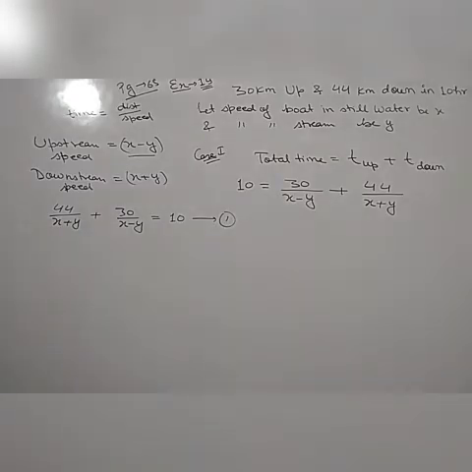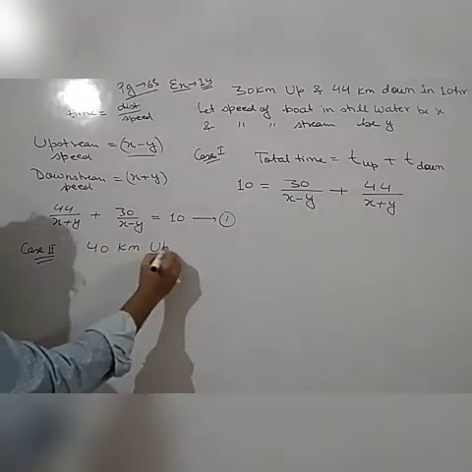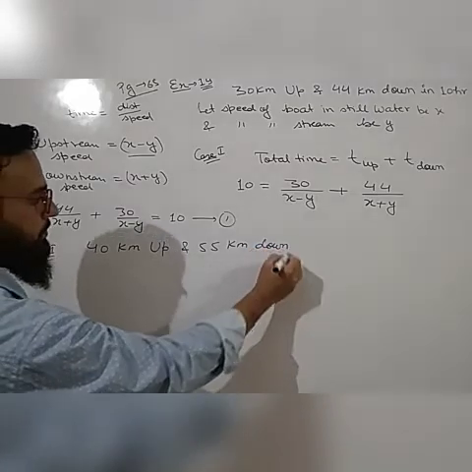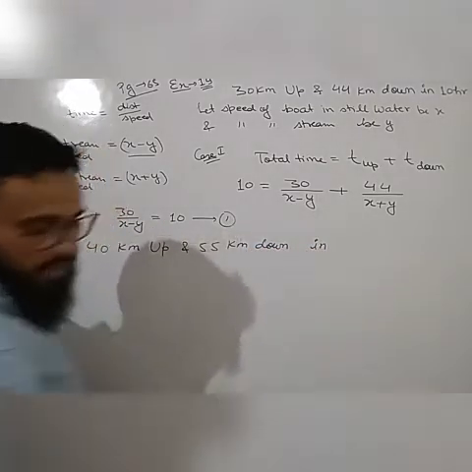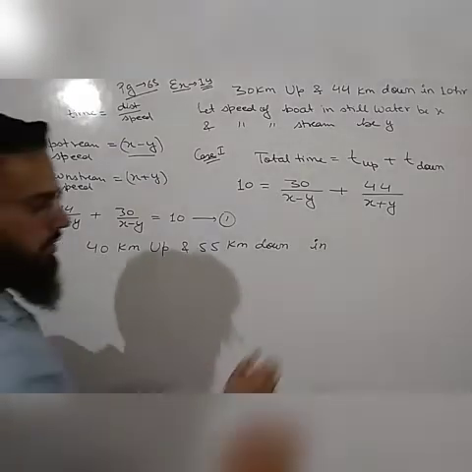Okay. Similarly, we can form the second equation. What will be the second equation? It is given in the second case that in 13 hours, it can go 40 kilometer upstream and 55 kilometer downstream. 40 kilometer upstream and 55 kilometer downstream in how much time? In 13 hours.